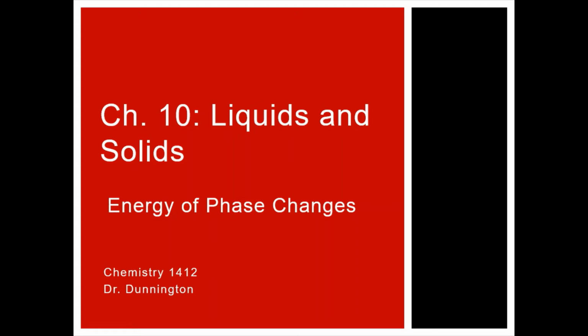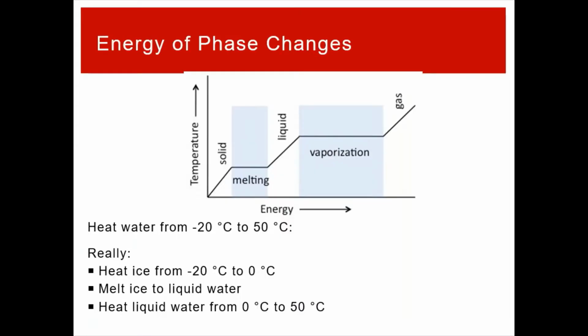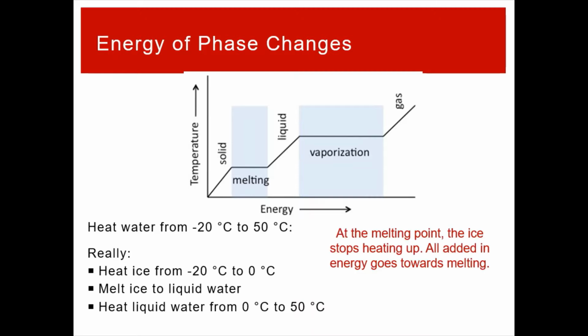Now we want to talk about some of the quantitative descriptions of the energy of phase changes. So if we think about processes like heating up water, we're going from, say, negative 20 degrees Celsius to 50 degrees Celsius. We know that there's going to be some energy required to change the temperature, right? We would start at negative 20, that's solid ice. We would warm it up to, say, 0 degrees Celsius. That's where we get to melting.